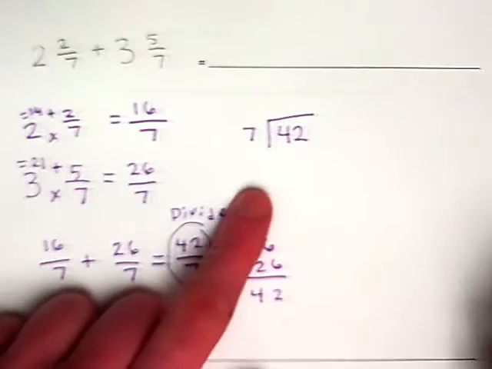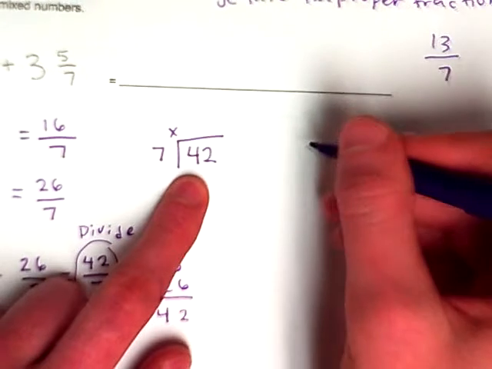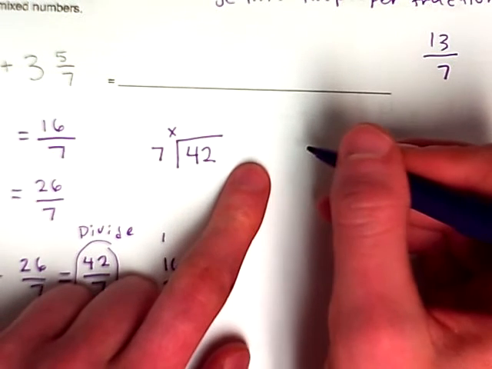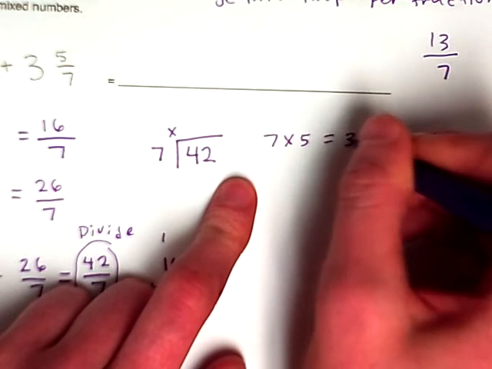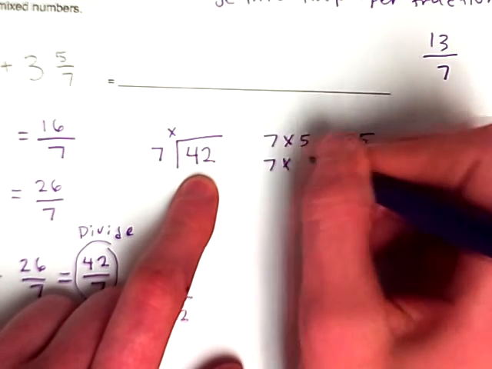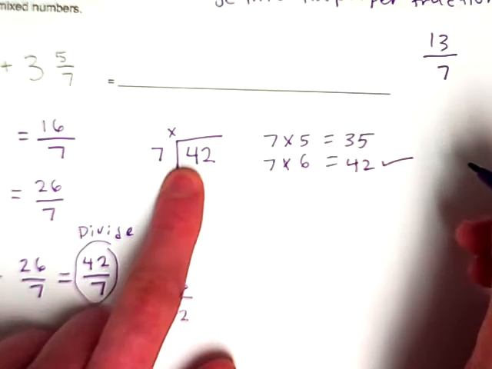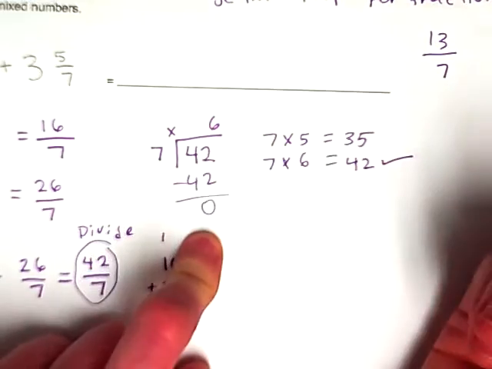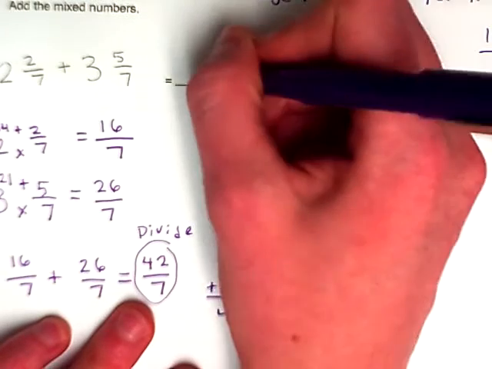So I have to ask myself, 7 times what is going to give me 42? I can do some of the multiplication facts for 7. I might start with 7 times 5, which is 35. Then that's not quite enough, so I'll try 7 times 6, and that is 42. That's the one. So 7 times 6 is 42, and I have no remainder, so my answer is actually just going to be 6.